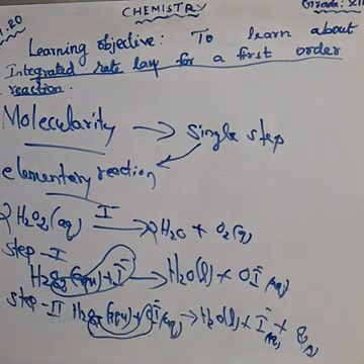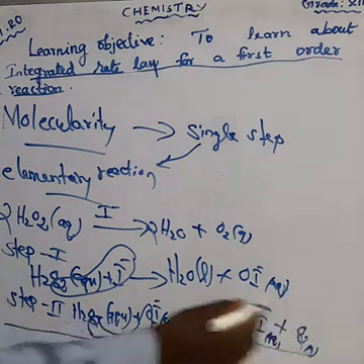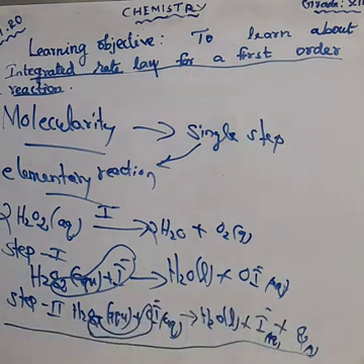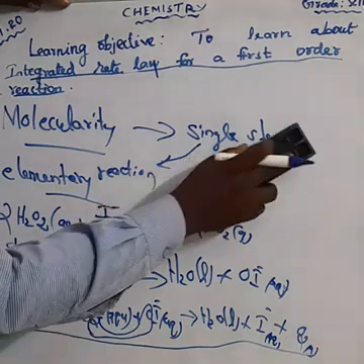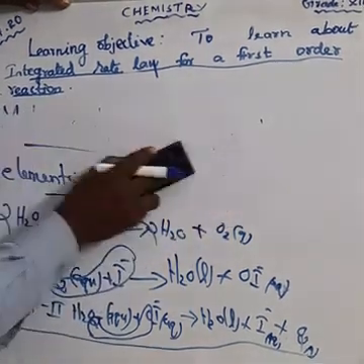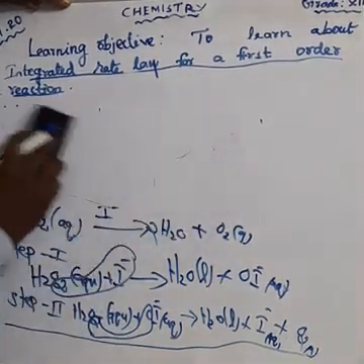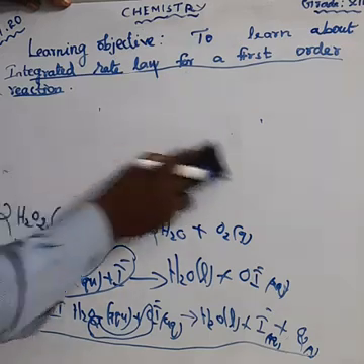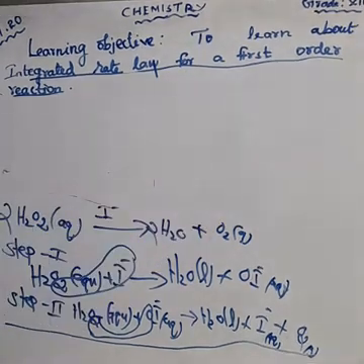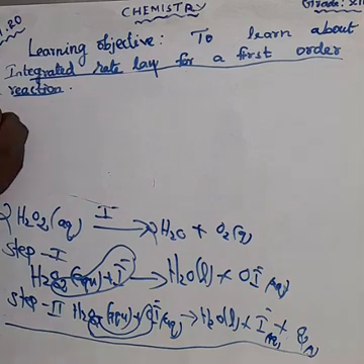Now we can write the overall reaction. How can you write the overall reaction? Before that, we cancel whatever appears on opposite sides. Then we write the overall reaction.